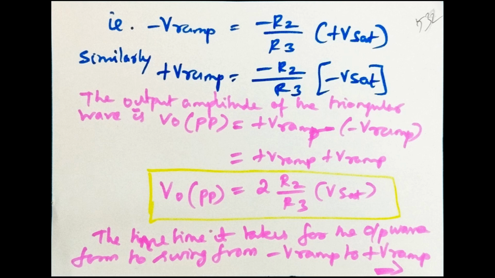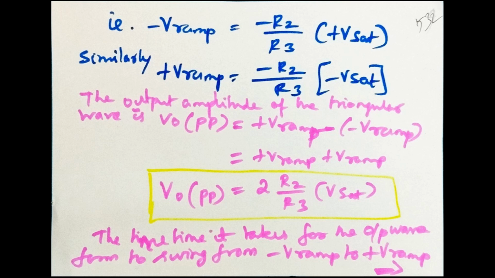The output amplitude of the triangular wave, V0 peak to peak, is equal to plus V ramp minus minus V ramp, which is equal to plus V ramp plus V ramp. V0 PP, that is peak to peak, is equal to 2 into R2 divided by R3 into V saturation.